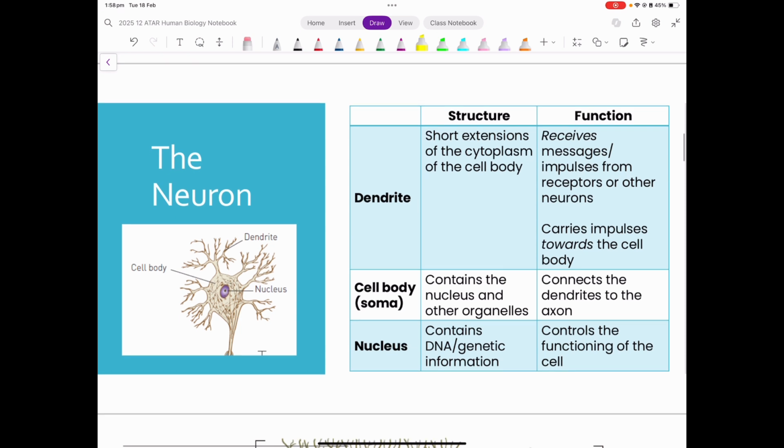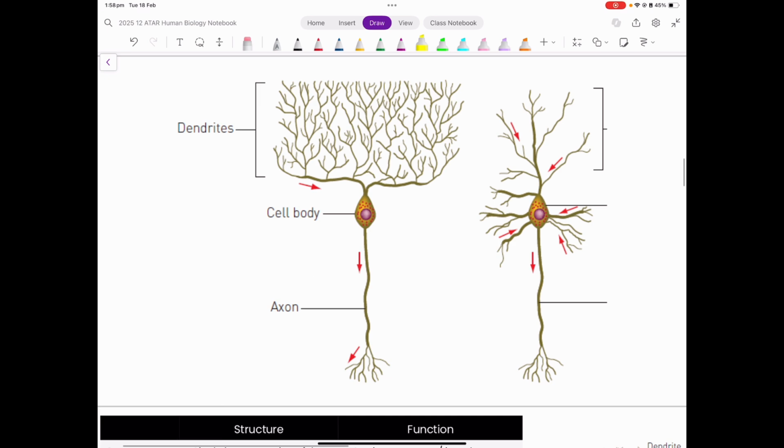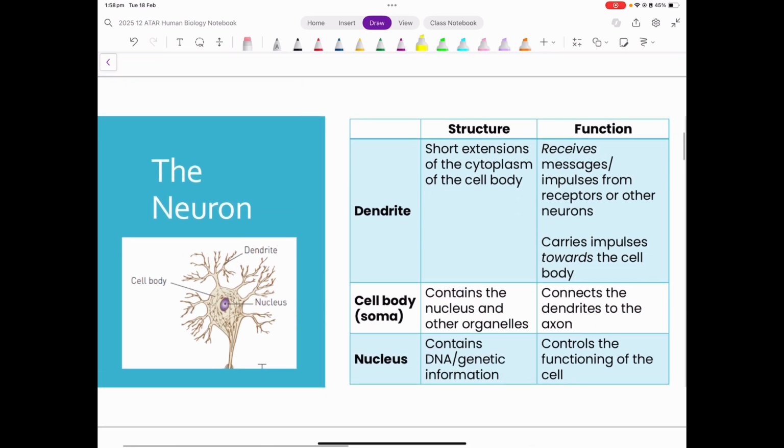So let's break down a neuron. This diagram on the left is only reflecting a portion of a neuron. What I will do is I'll just scroll down a little bit further. This is what a neuron looks like altogether. But what we're going to do now is we're going to break it down piece by piece so that we get a really good understanding of both the structure and the function of the common parts of the neuron.